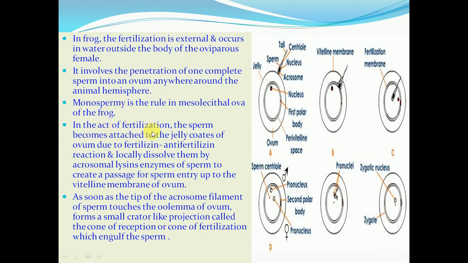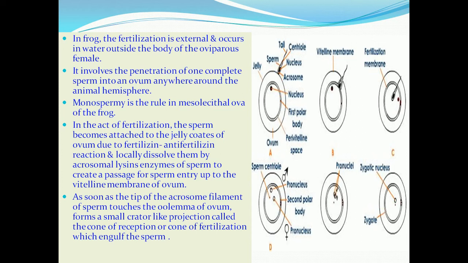So in the act of fertilization, the sperm becomes attached to the jelly coat, because it is the outermost layer. First the sperm attaches to the jelly coat, and due to the anti-fertilizin reaction, it locally dissolves that jelly by the lysin enzyme secreted by the acrosome, which creates a passage for the sperm to enter up to the vitelline membrane. So the outermost is the jelly coat, and after that there is the vitelline membrane.